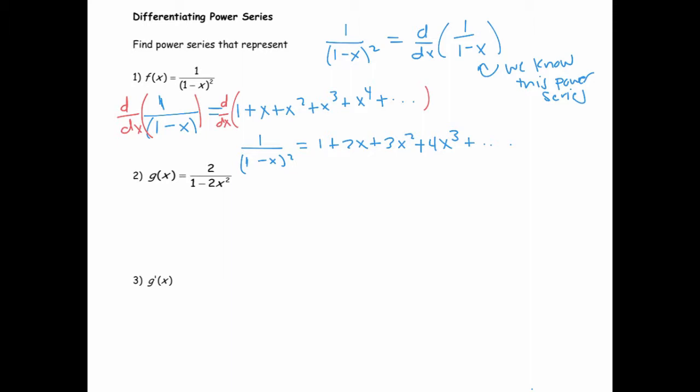By the way, I haven't been doing a good job of writing the general terms. If I wanted to write the general term here, we might have said, oh, this includes an x to the n, right, as the general term. Therefore, the general term here, since we took the derivative, would be n times x to the n minus 1 as the general term.